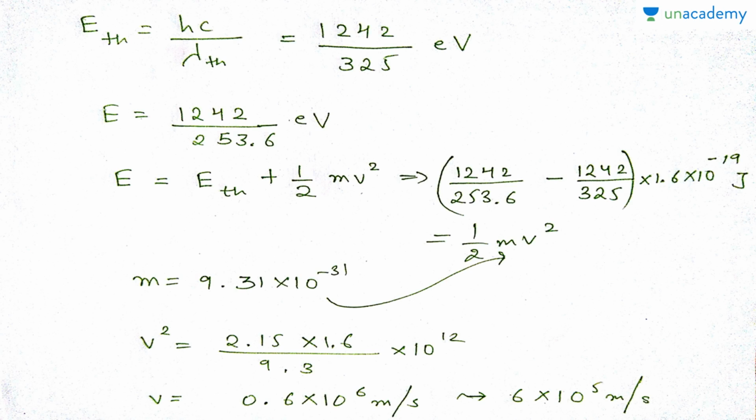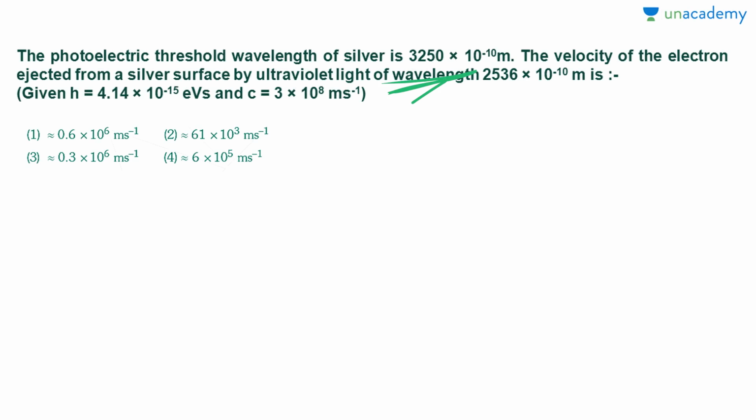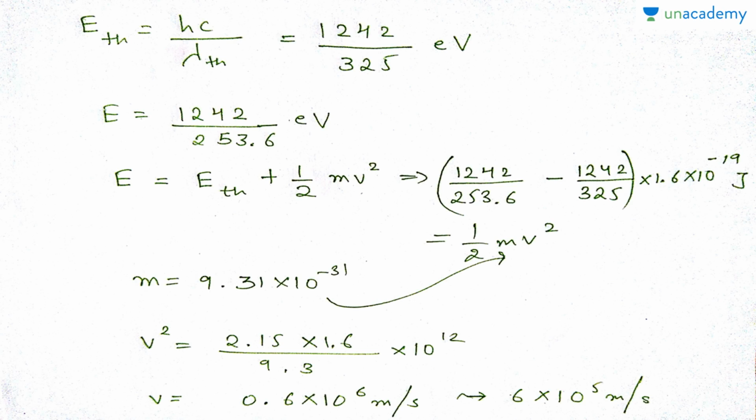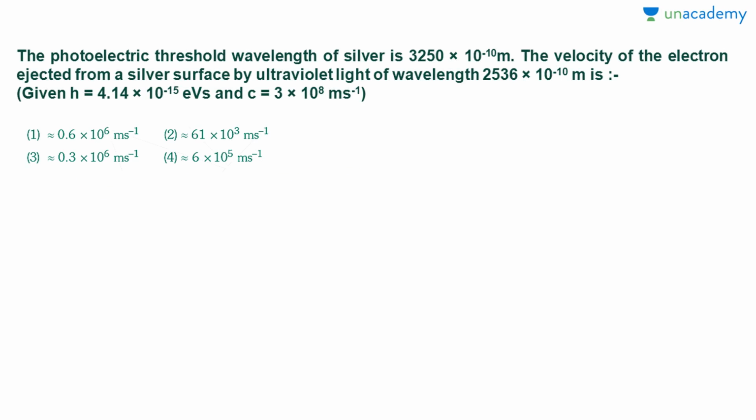Okay, so what is given is that E is equal to hc by lambda, that is the basic formula. What is the value of hc in electron volt? We already know, that is 1242. Lambda is given as 325. So we are going to put that value. Okay, so we will have E as 1242 upon 253.6 electron volt. This is the second part.